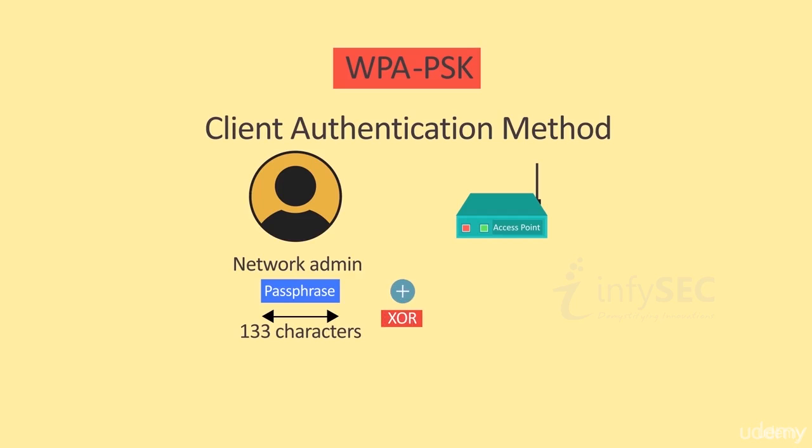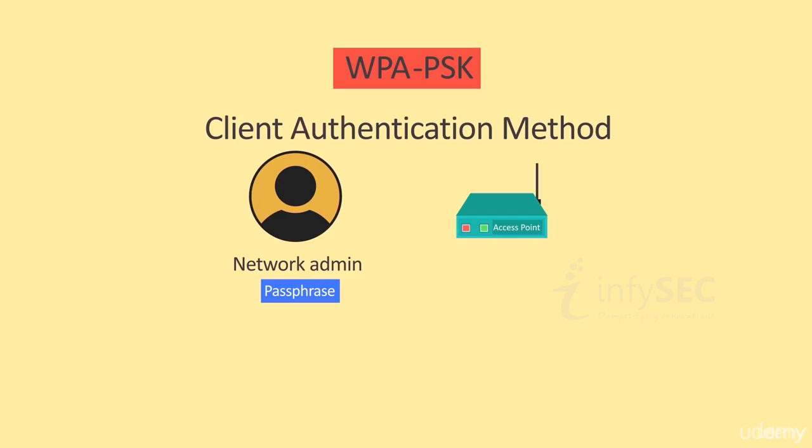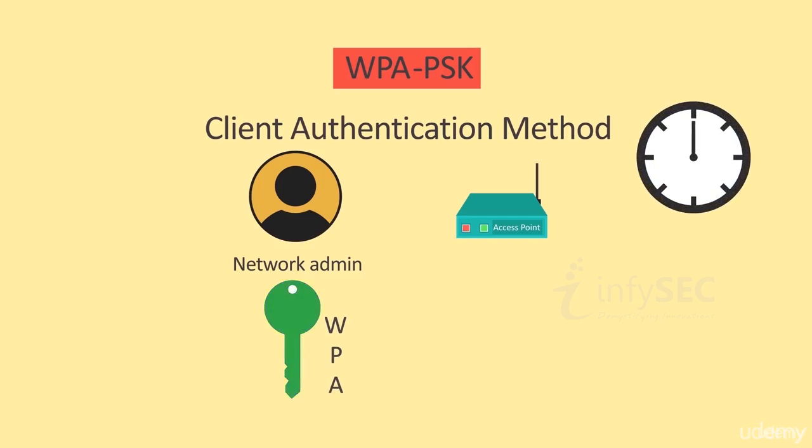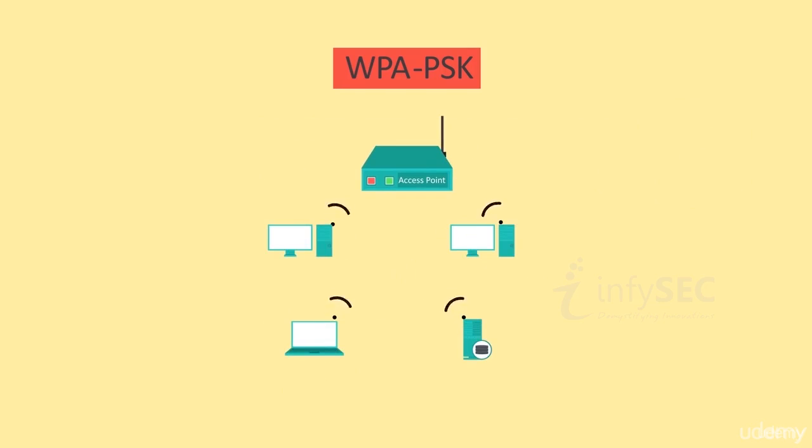This passphrase is XOR-ed with a keystream, which is a combination of a random 32-bit key, with the IV, which is nothing but a checksum of 32 bits in length, to generate unique encryption keys. These encryption keys are constantly changed on a timely basis, and are then shared between the clients associated with the network. When a new client connects to the network, an authentication request is sent to the access point, which in return sends a response asking for the password.